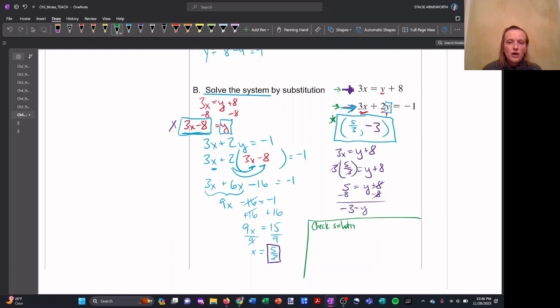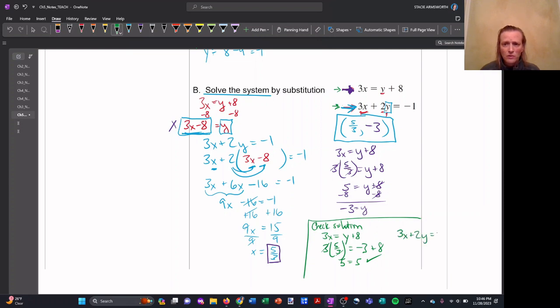I am going to plug that x and y value into the equation. So 3x equals y plus 8. I'm going to plug in 5/3 where the x value is, because that's what my solution says here. And y is -3. And I'm going to add 8 to that. So on this side, when I do the multiplication, 3 times 5/3 is 5. And -3 plus 8 is 5. So that checks out.